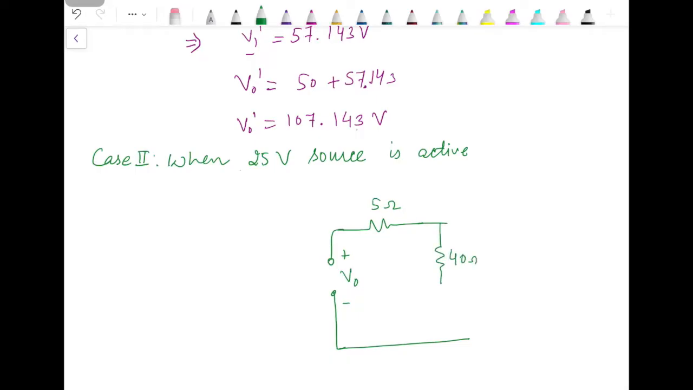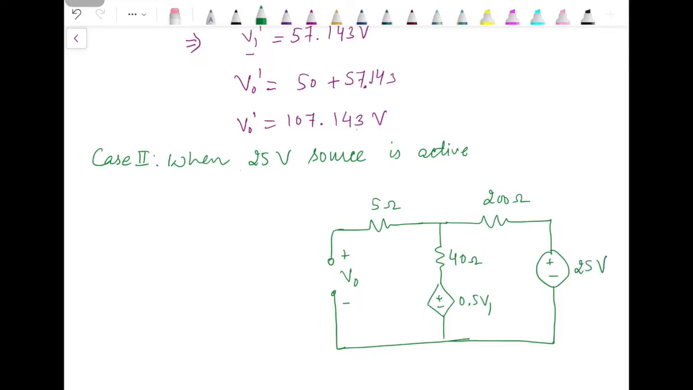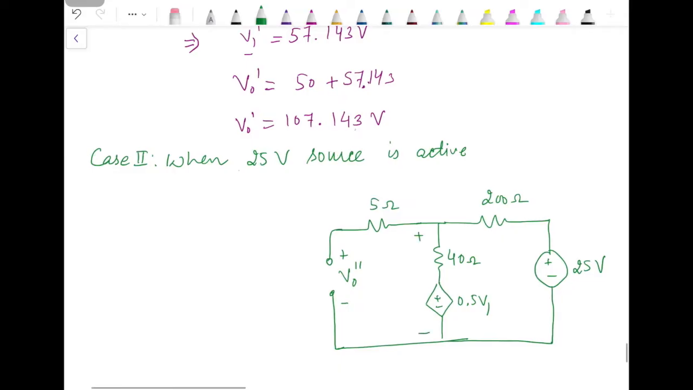Then we have a 40 ohm resistance over here in series with a voltage dependent voltage source, and in series with a 200 ohm resistance we have a 25 volt voltage source. Since the circuit is again different, V0 has to be replaced by some other variable. Let's denote it by V0 double dash, and same for V1. Let's write it as V1 double dash, and that has to be reflected over here, so it will become 0.5 V1 dash.